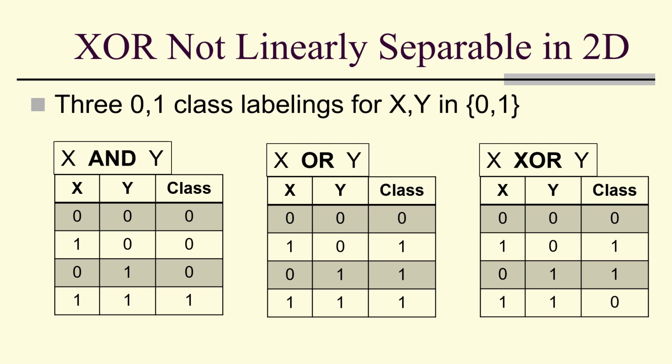So for example, the XOR is not linearly separable in 2D. Notice that here we have X and Y, and the class is the truth value. So 1 and 0, the truth value is false, and so therefore you get a 0. And you get the same thing for OR, but then for the XOR, notice that 1 XOR 1 is 0. So the XOR is class 1 only if exactly one of the features is equal to 1.